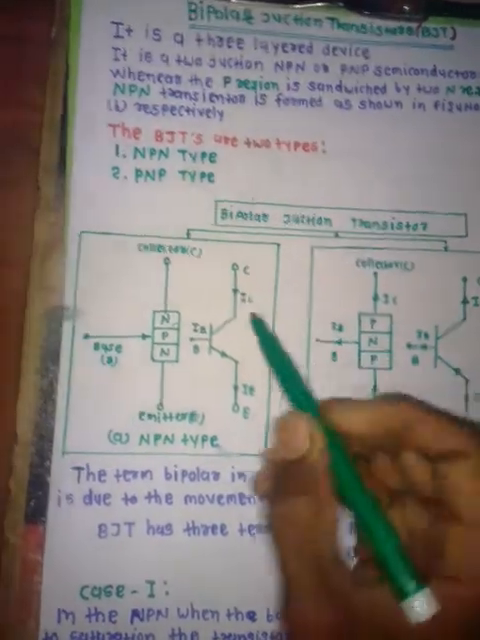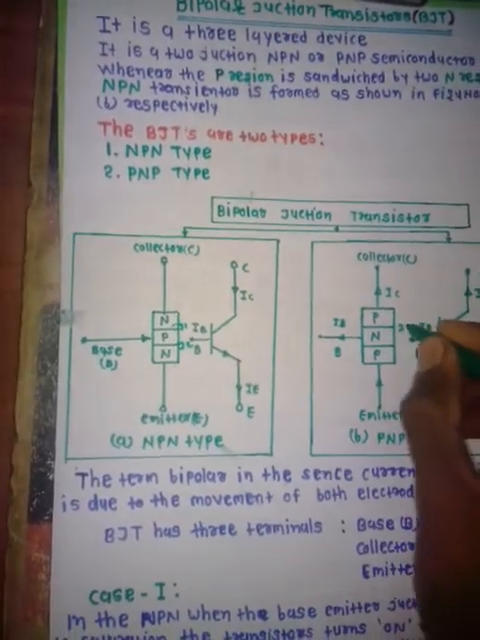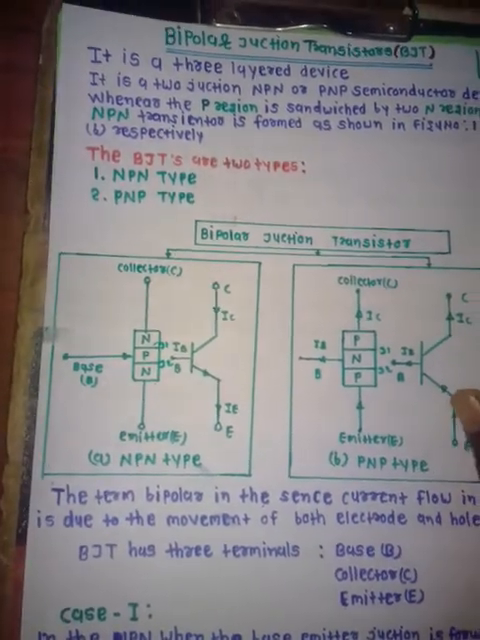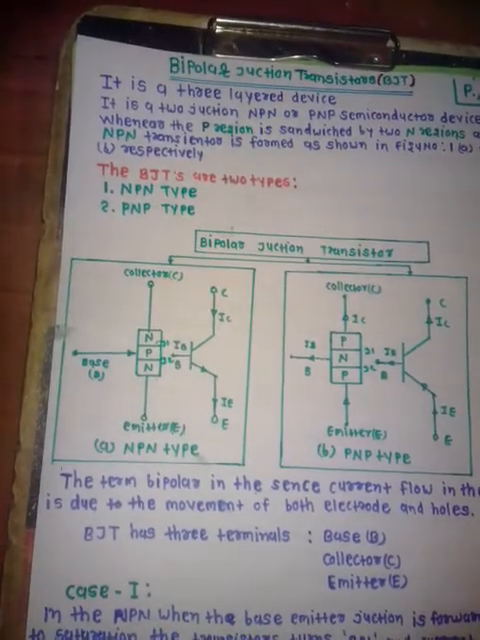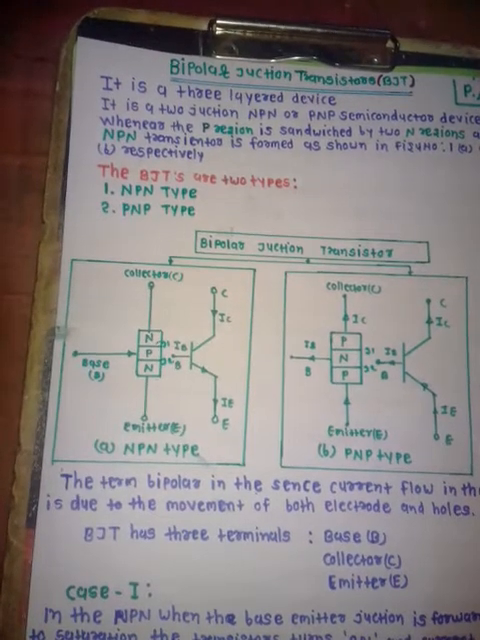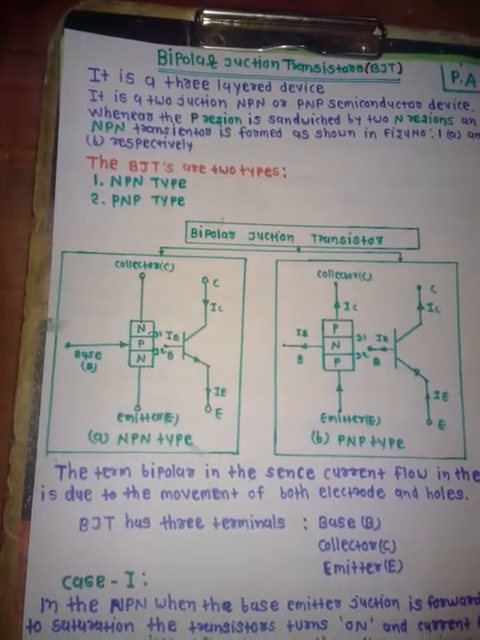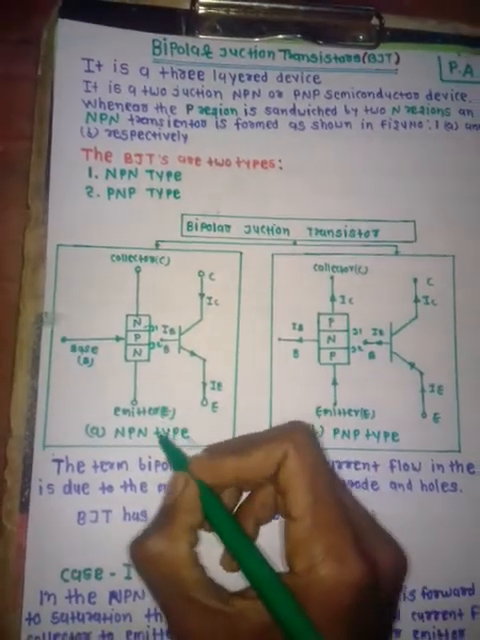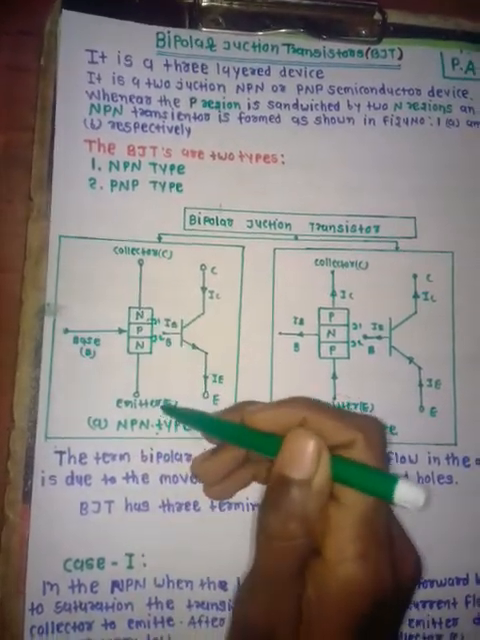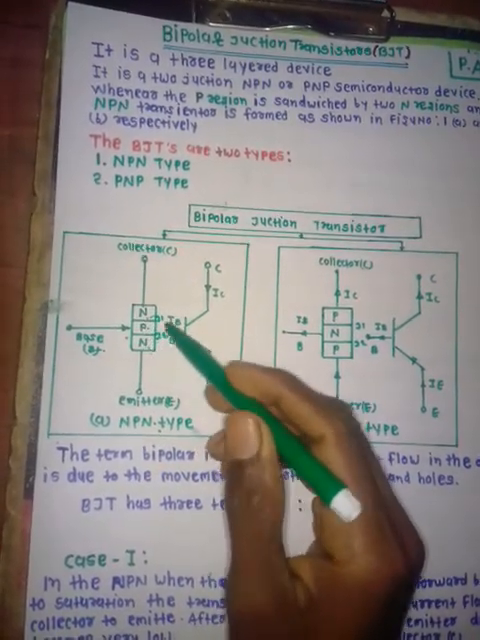The junctions are J1 and J2. The BJT is a semiconductor device, either PNP or NPN, where the P region is sandwiched between the N regions, as in the PNP and NPN transistor devices of figure 1a and b. The terminals are the collector C, the emitter E and the base B.